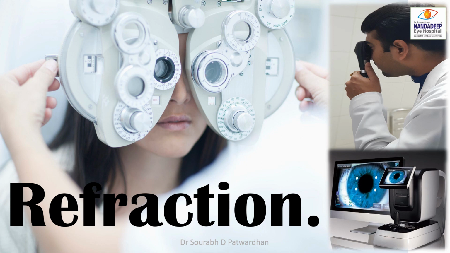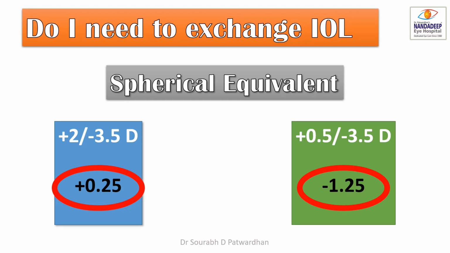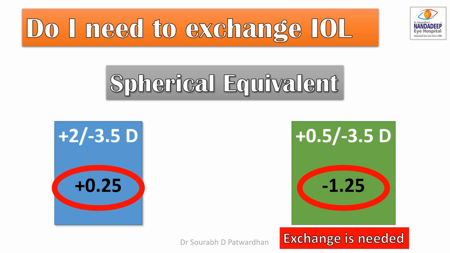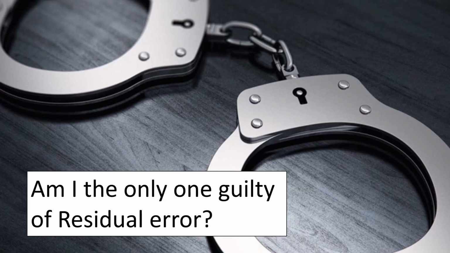Another important thing is to do good post-operative refraction, not just subjective one but also objective one. Do good retinoscopy and autorefractometry because this is going to decide whether I need to exchange the IOL or I can just rotate the IOL and do good. So if you have very high spherical equivalent in the post-operative period, exchange might be needed because just rotating the IOL may not be sufficient.